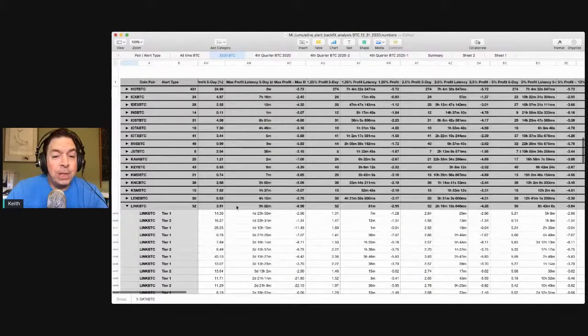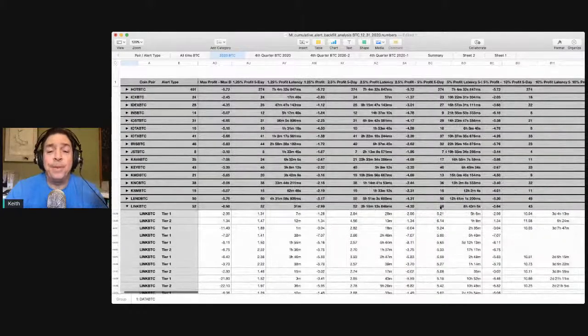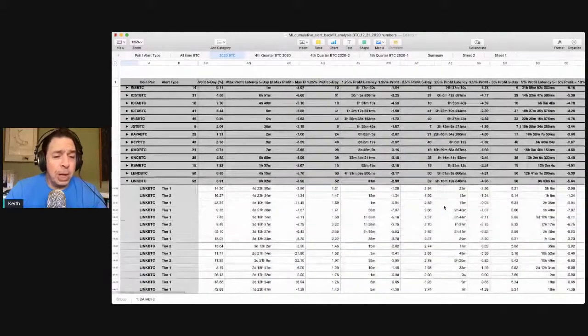But of those 52, all 52 hit 1.25%. And they did so on average in about 31 minutes. That's a pretty good return right there. And let's see, 2.5%. All of them hit 2.5%. 50 of the 52 hit 5% or more. So you're getting a feel for these numbers here.